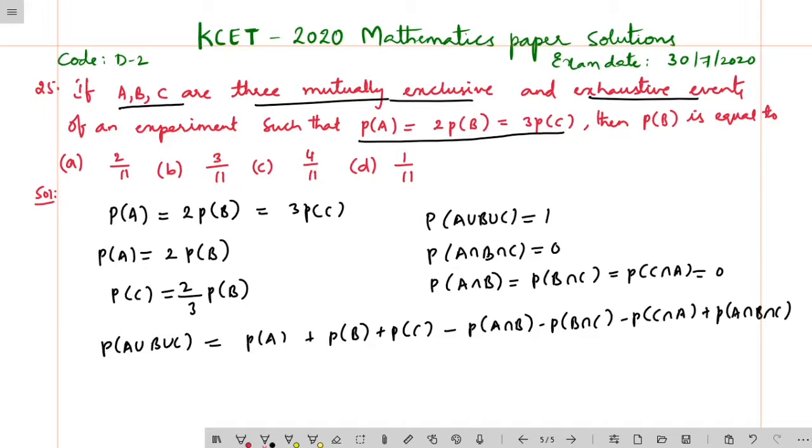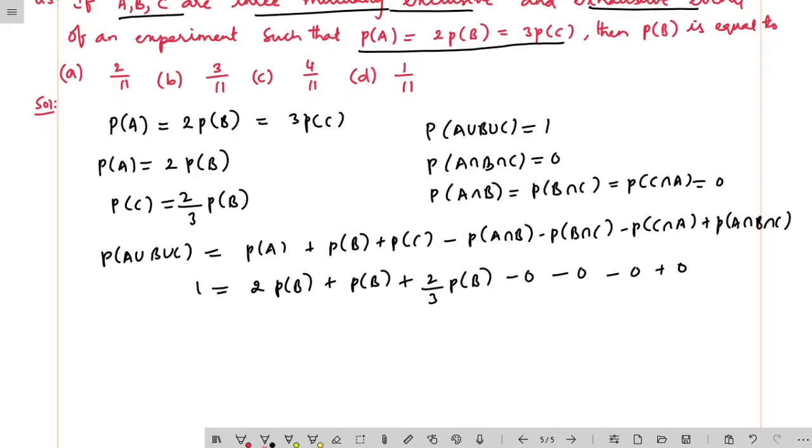P of A union B union C is 1, which is equal to P of A, which we can write as 2 times P of B, and P of B as it is, and P of C can be written 2 by 3 times P of B, and here the intersection terms are 0, 0 and this is also 0. So we can write 1 is equal to 2 plus 1 plus 2 upon 3 times P of B.